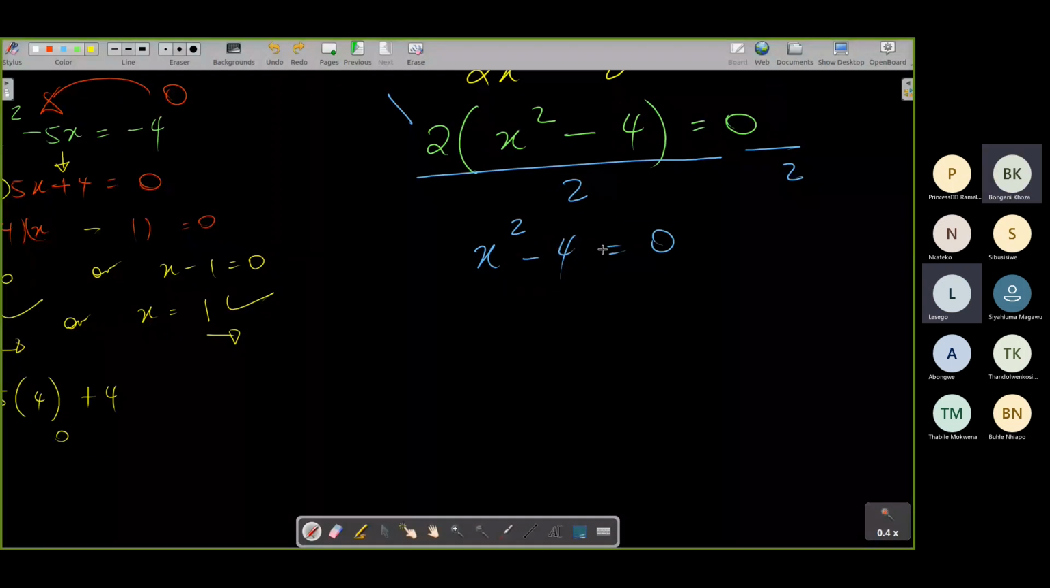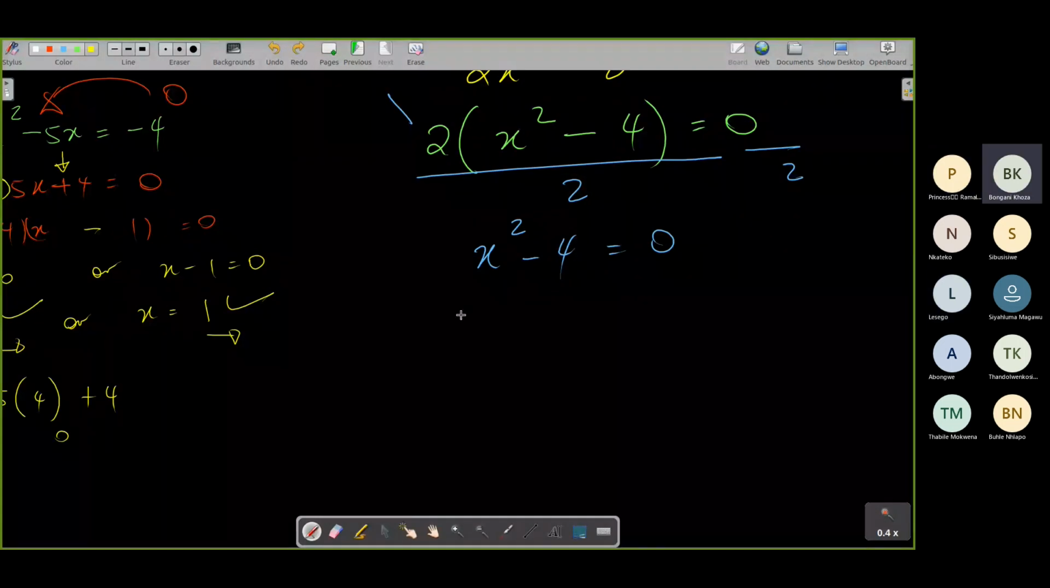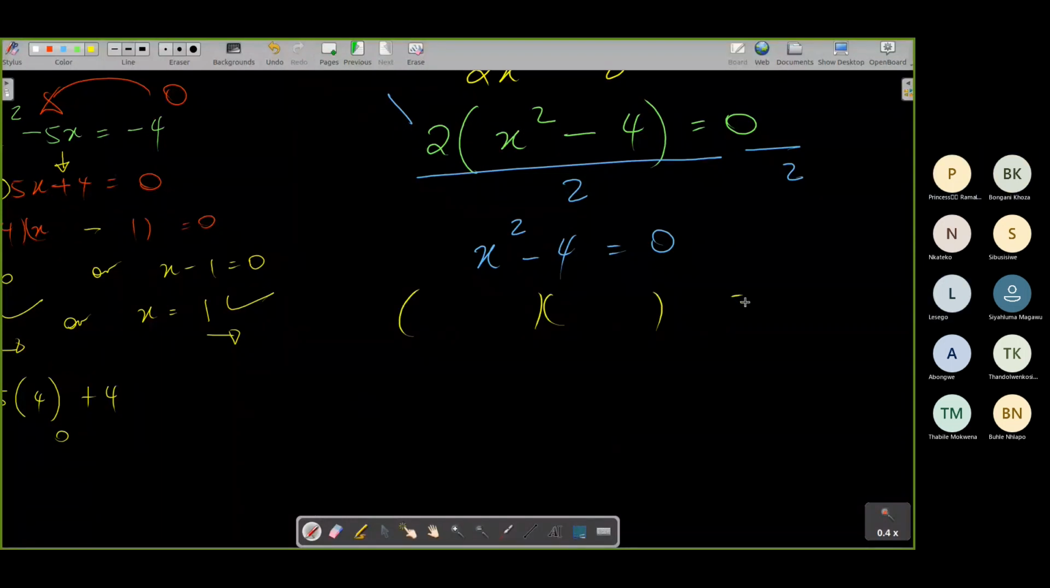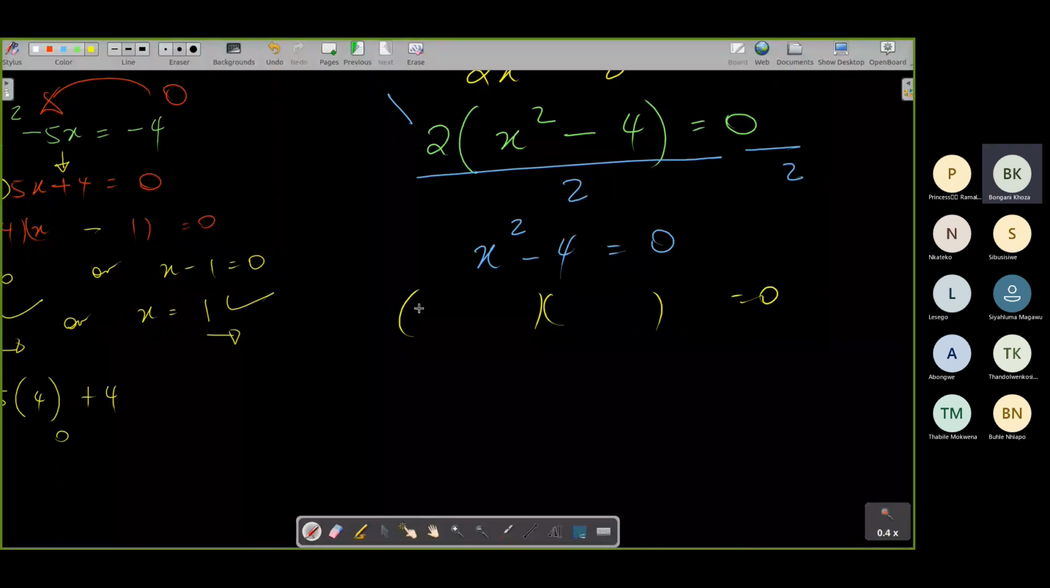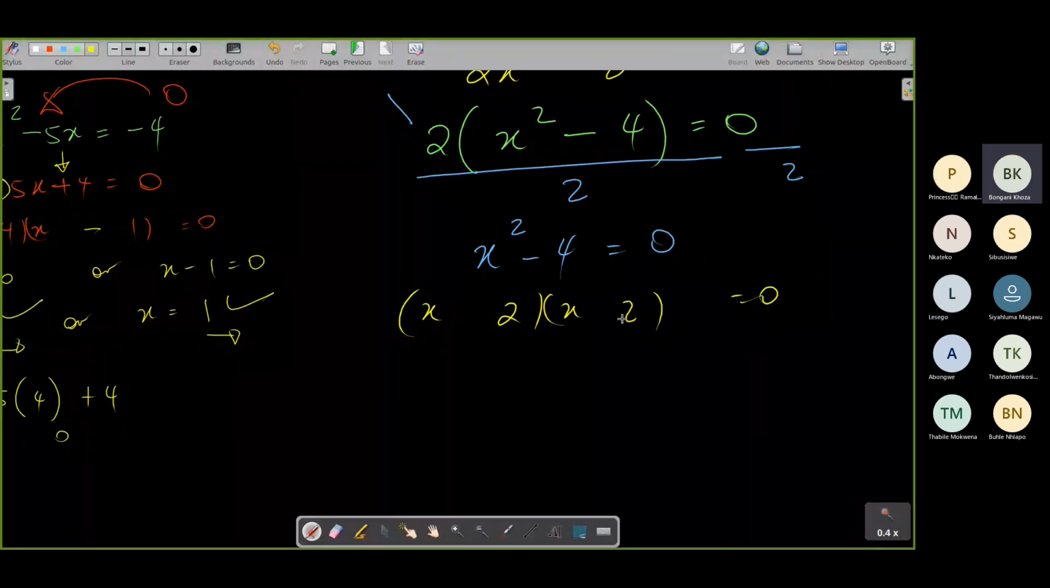What method of factorization can you apply here? Difference of two squares. So I'll have two brackets. What will I have inside the brackets? x and 2, x and 2. And then signs? Plus and minus, right. So what's my next step?